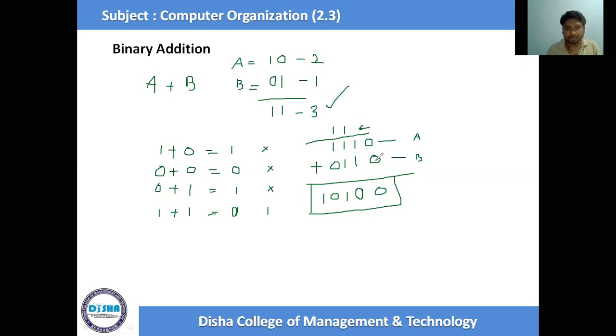Again, let's check it. 0 plus 0 is 0. 1 plus 1 is 0, carry is 1. 1 plus 1 plus 1, that value is sum 1, carry is 1. Carry goes to the next stage. Then 1 plus 1 is 0. Then 0 and 1. So this is the result. Binary addition is performed like this. This is very easy.